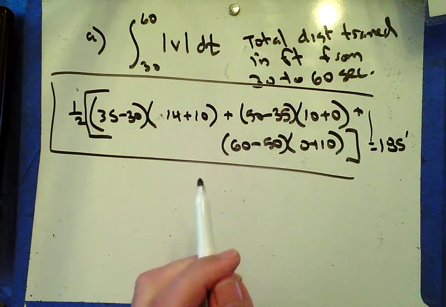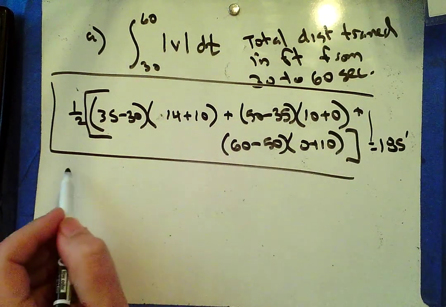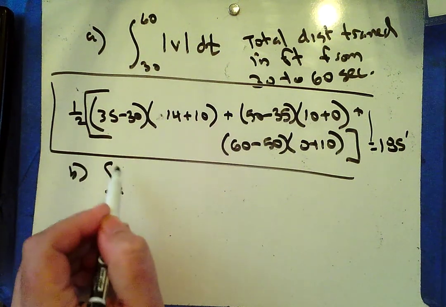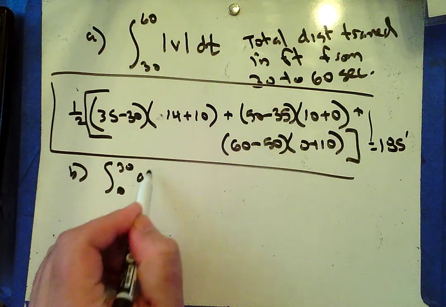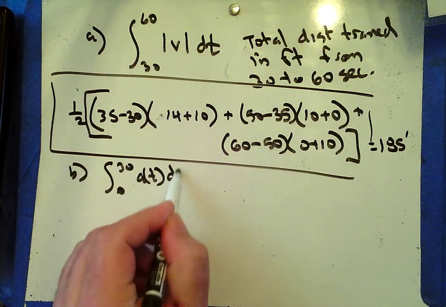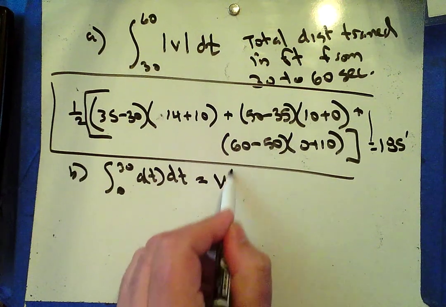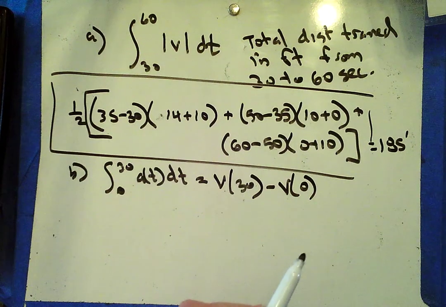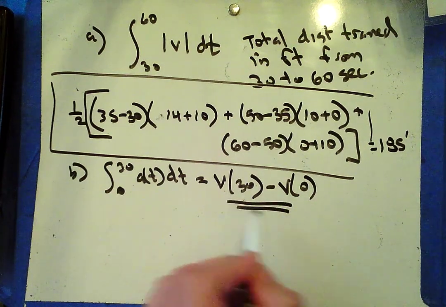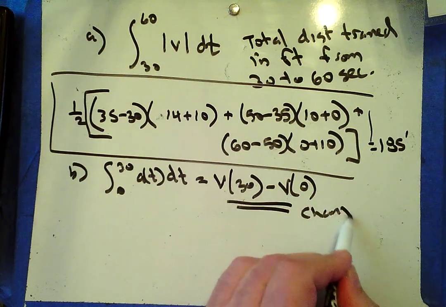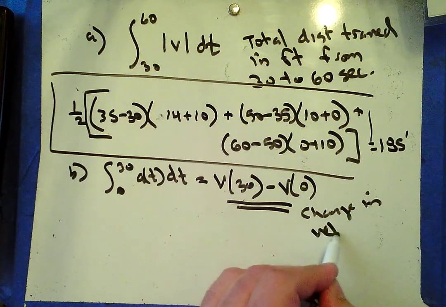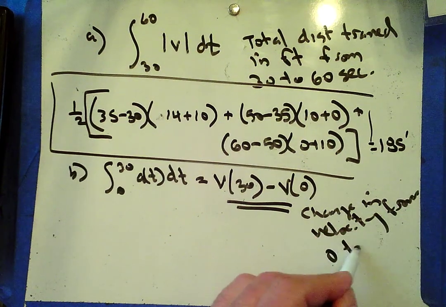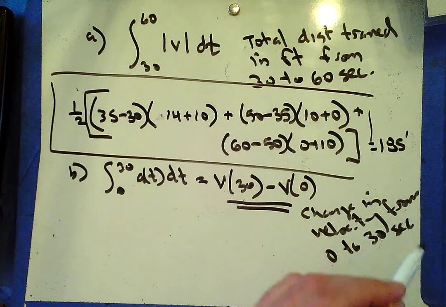point for simplifying wrong. Okay, part B, use appropriate units to explain the meaning of the integral from 0 to 30 of a of t dt. Well, that's going to be the same as v of 30 minus v of 0 when I use FTC part 2. And we know this is the change in velocity from 0 to 30 seconds.